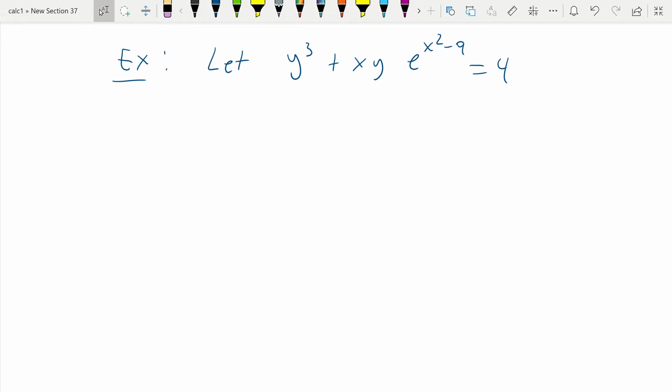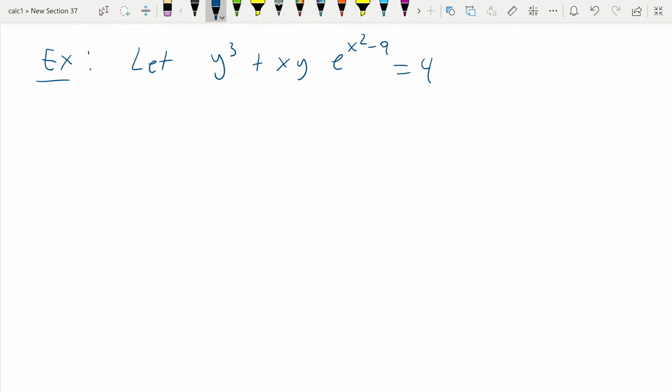But this will have a certain graph. Since near a given pair xy satisfying this relation, there will be a graph passing through that point, and that graph corresponds to the function y of x. You can use a computer to do that, but this is not necessary for the problem at hand.